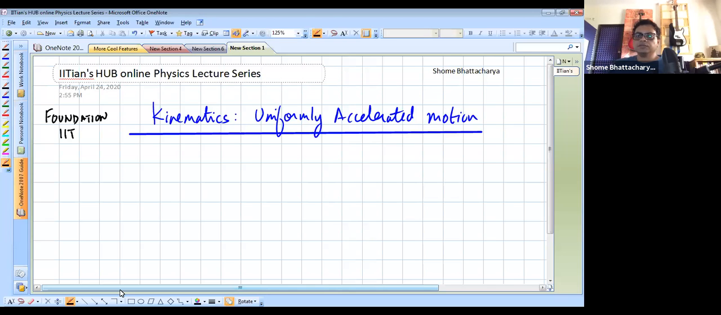Yes, so as per kinematics, we were talking about motion along a straight line, and last time we saw motion along a straight line with uniform acceleration, etc.